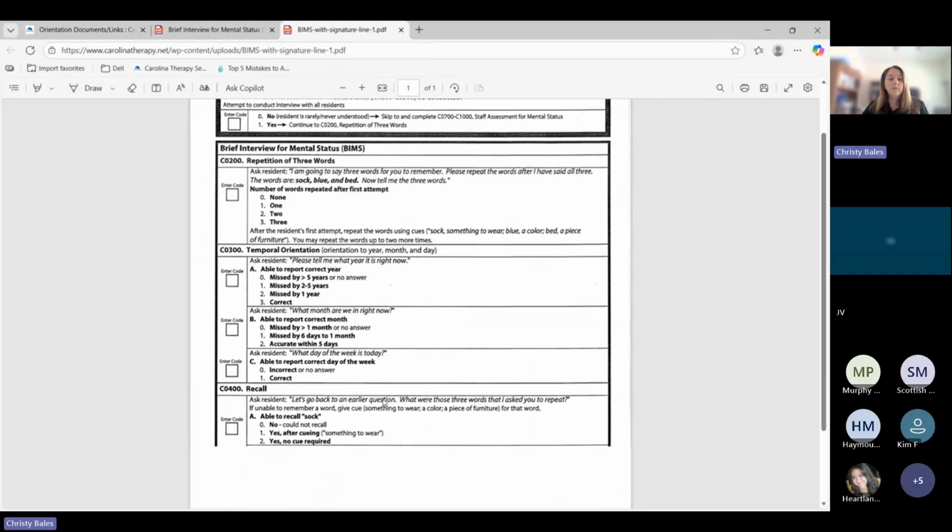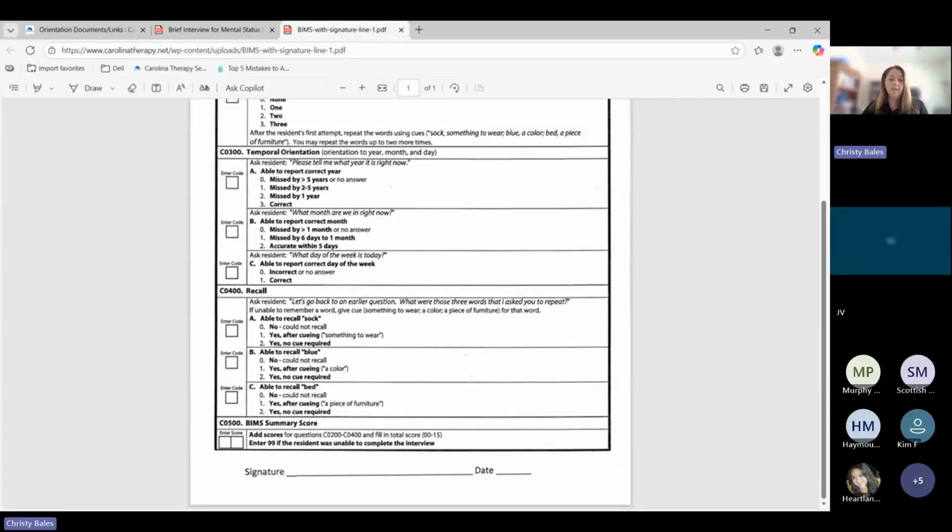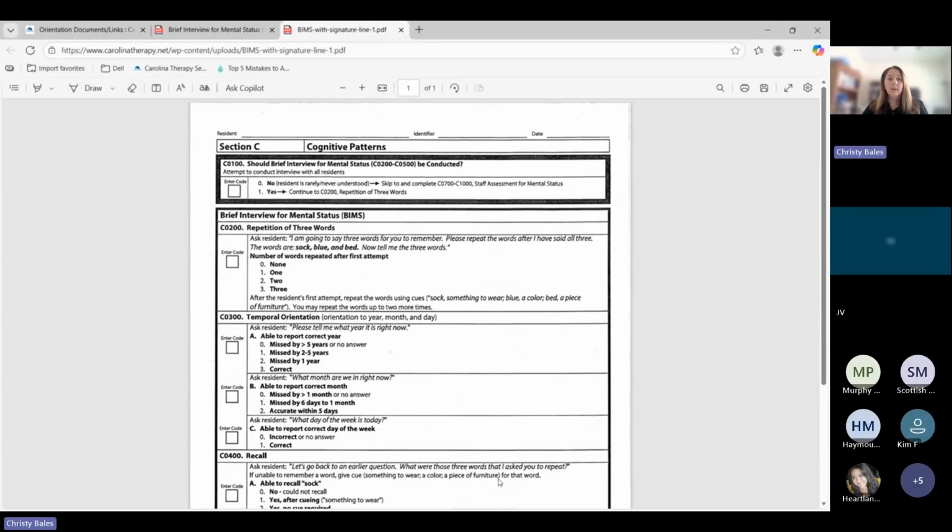But make sure we're doing the one with the signature line. As they're doing audits, what we are noticing is that sometimes some places, the MDS gets signed by somebody different, the BIMS gets put in there. Just make sure we have a signature on ours and a date, because this can be our backup.